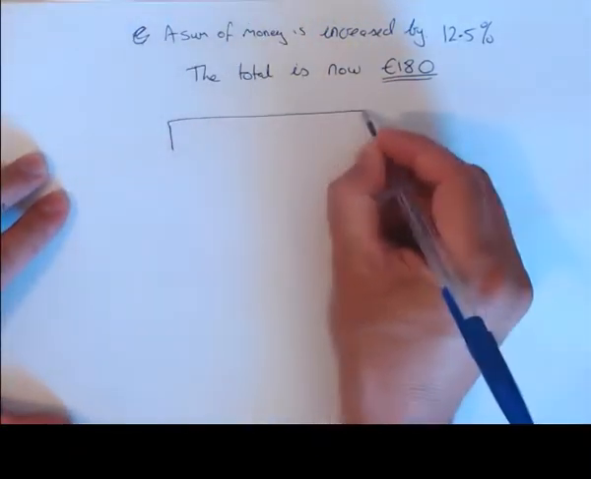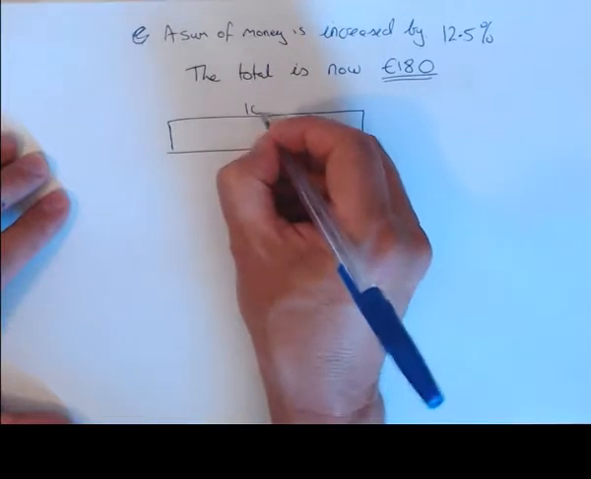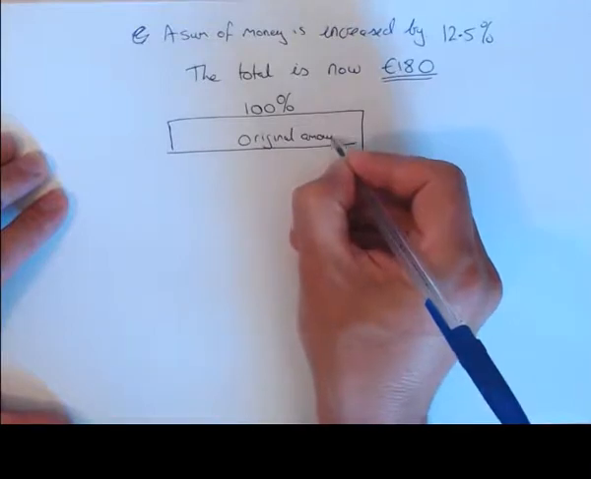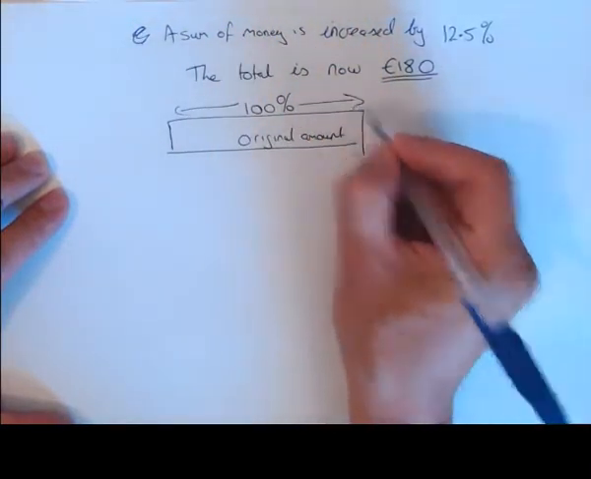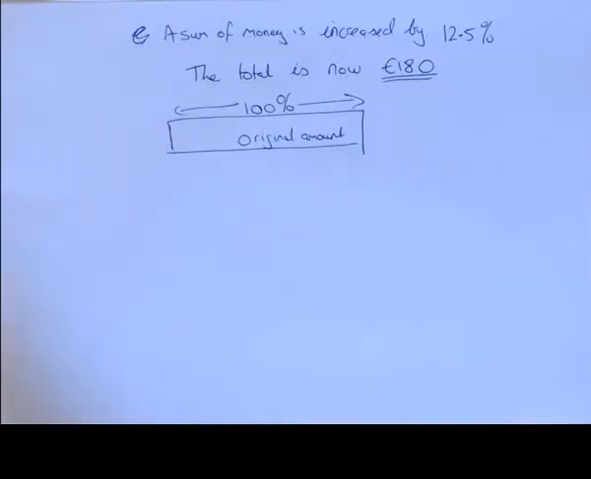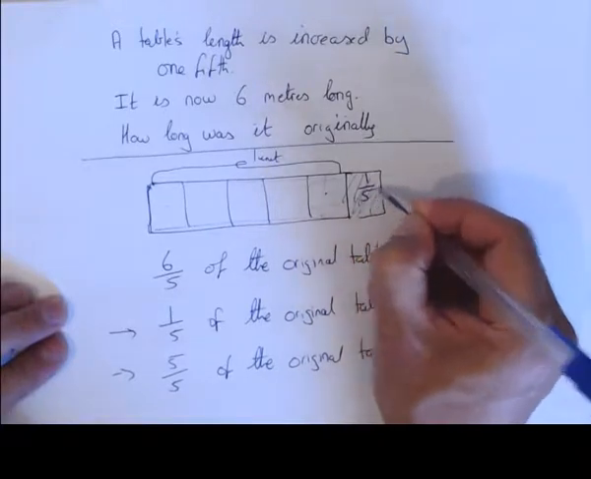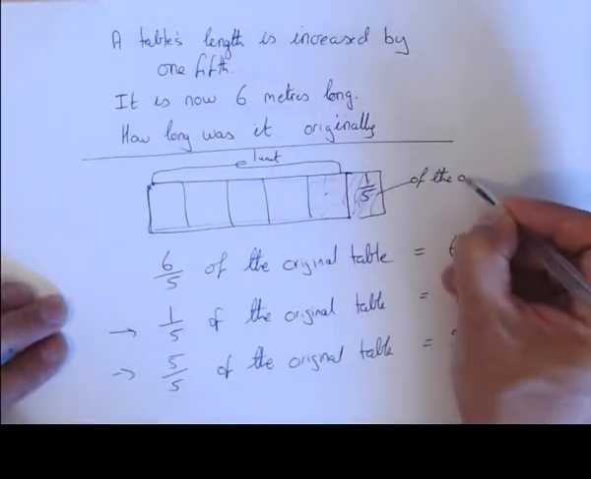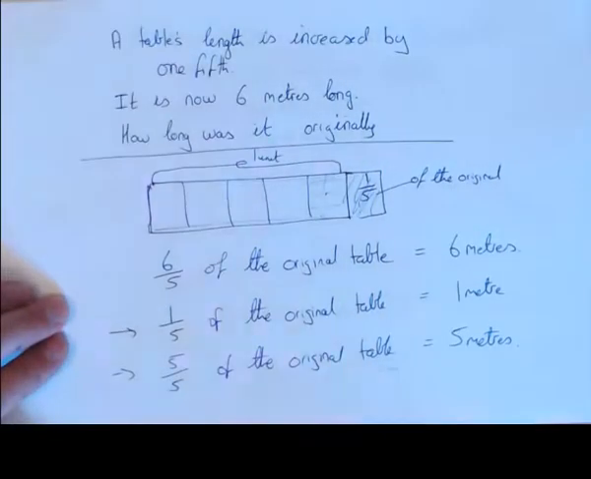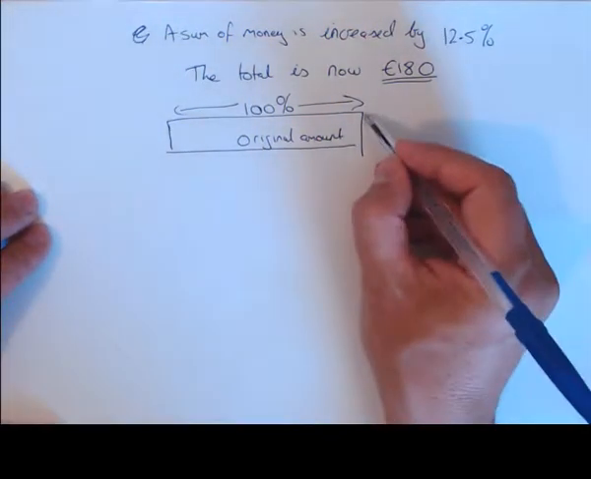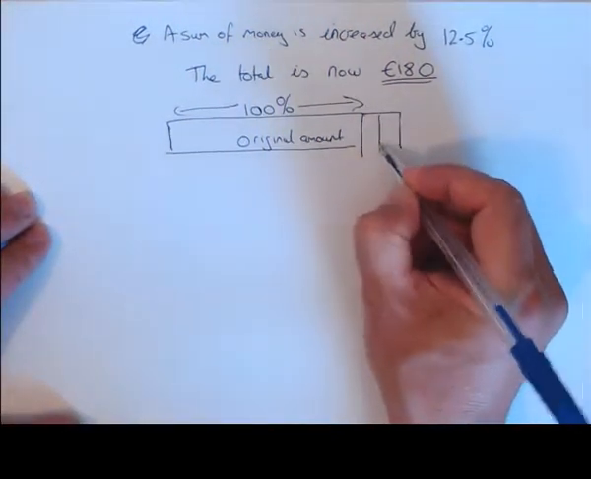unless you realized what we're talking about. You draw the picture. This is the original amount. This is 100%, that length there. Think like the table. When I had the table, I had the original length of the table and I added 1/5 of the original length on. In this question, the original amount has 12.5%. Sorry, it'd be more like that.